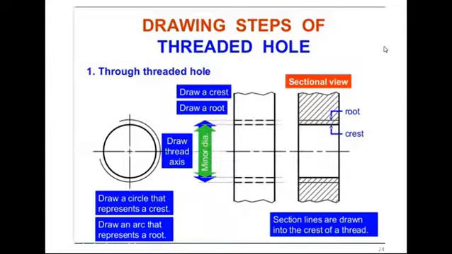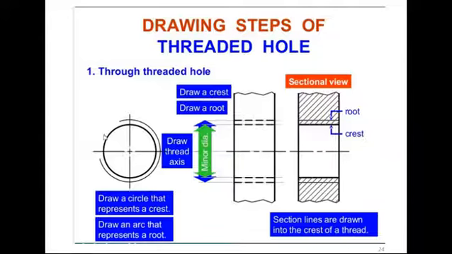Now the drawing steps for threaded holes, meaning threading inside. This is a hole, and we show whatever threading we have created inside. Here, draw the thread axis like this. We first draw a hole and then insert the dotted lines. This dotted line is actually for the crest and root. So this is a crest line and this is a root line, and they are dotted.